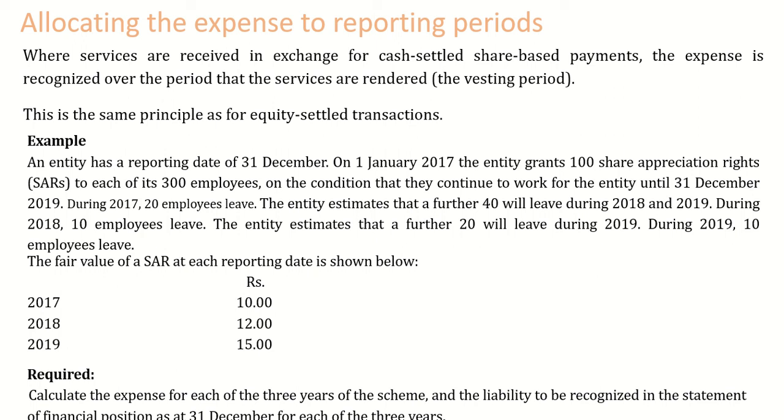During 2018, 10 people leave. The entity estimates that a further 20 will leave in 2019. During 2019, 10 people leave. The fair value of the share appreciation rights at each reporting date is given below. So 2017, 18, 19. Then what is the Q1?